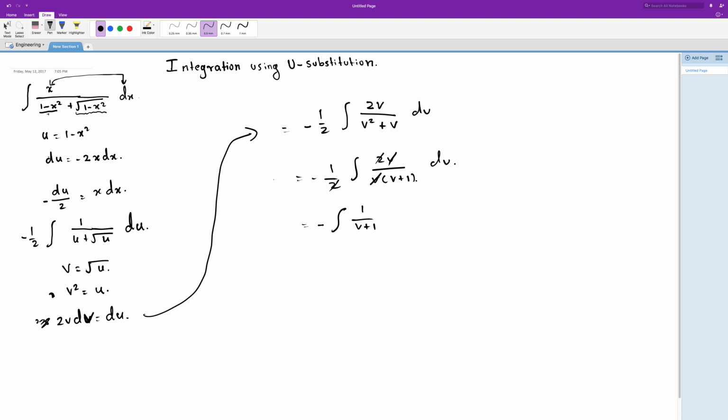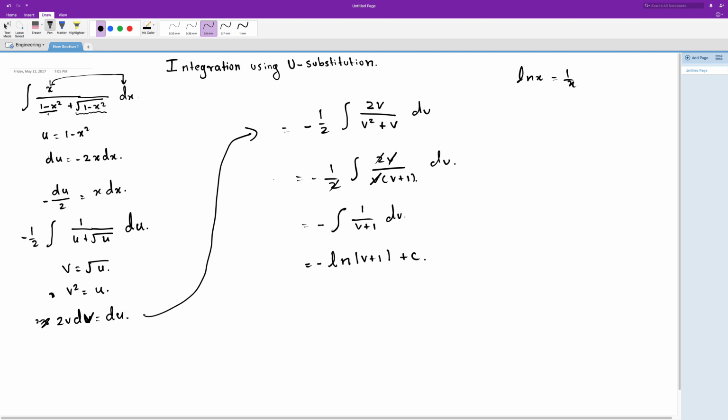Now I have to take the antiderivative of this one. Whenever we have something like 1 over something, we know that it is ln, because we know that the derivative of ln x is 1 over x. It's the same pattern right here. So if I see something like this, that's going to be ln. In this case, the antiderivative is going to be minus ln of v plus 1, plus a constant. So that's the antiderivative.